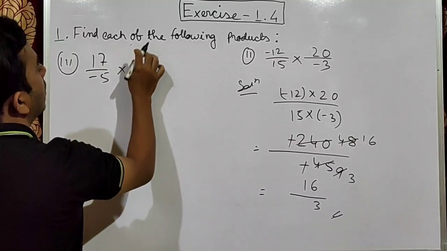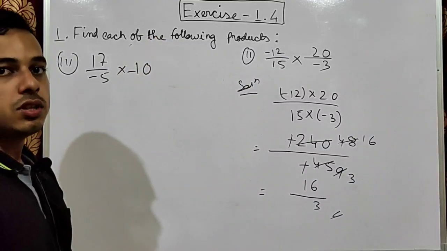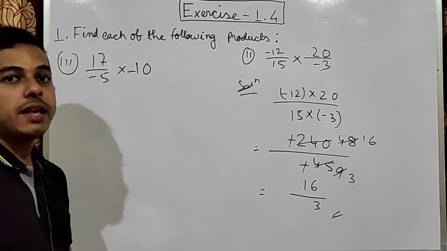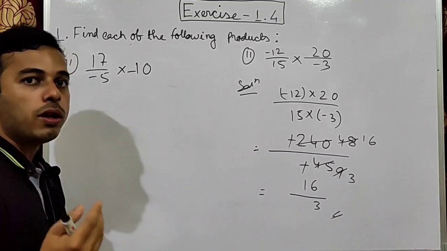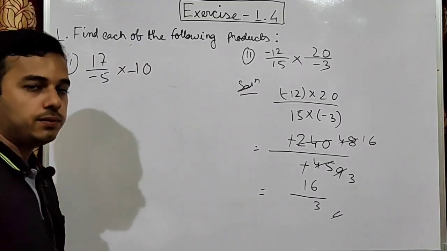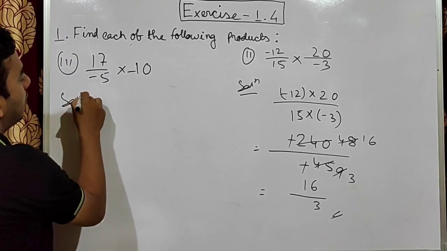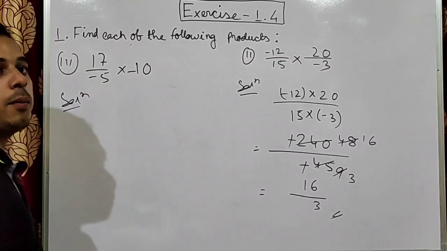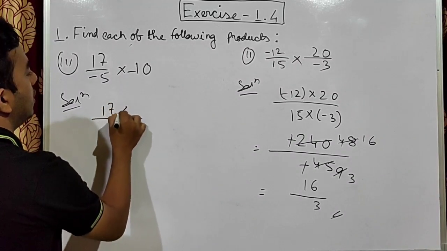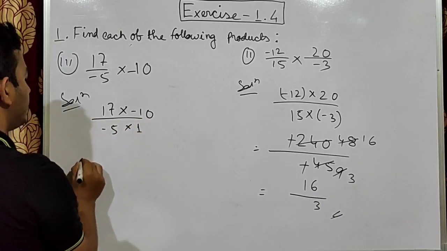Now here, this is not in fraction form, right? So what will be its denominator? As I told you in our previous class, every number has denominator 1. Clear? So its denominator will be 1. Very good. So how will we solve? We will multiply 17 with minus 10 and 5 with 1. So we will write 17 into minus 10, then minus 5 into 1.